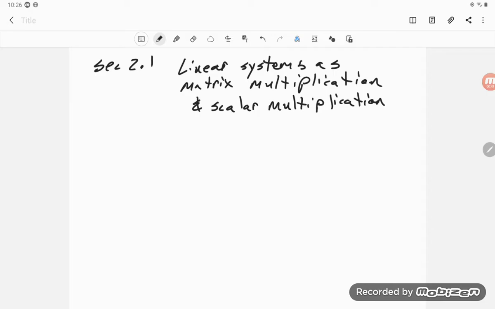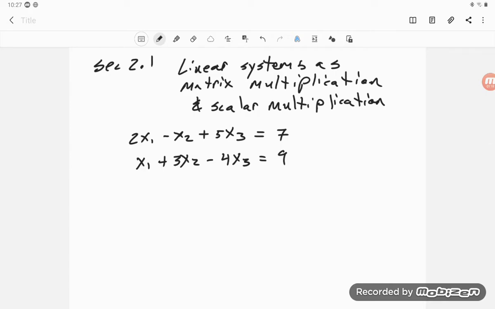So we had begun looking at linear systems, so we might have something like 2x1 minus x2 plus 5x3 is equal to 7. And maybe x1 plus 3x2 minus 4x3 is equal to 9. So we had that, and when we wanted to solve that, we came up with our matrix of coefficients.